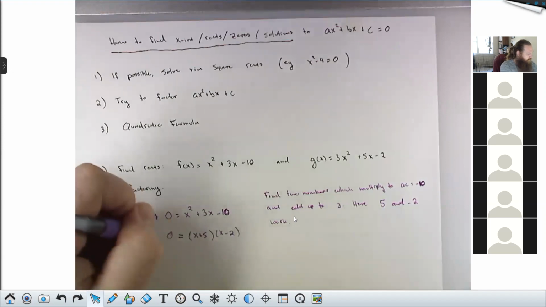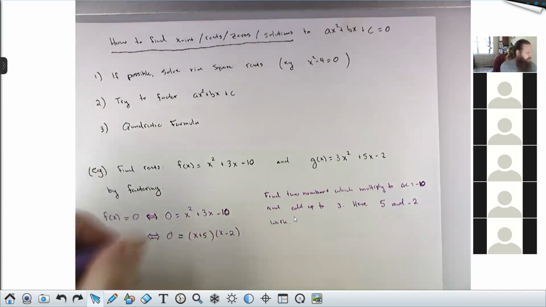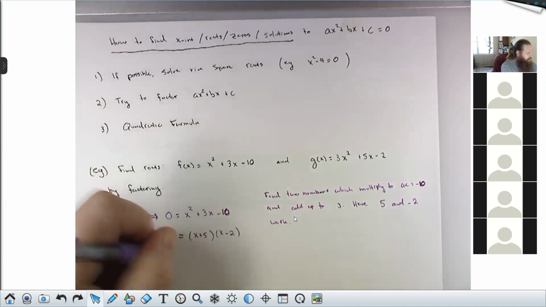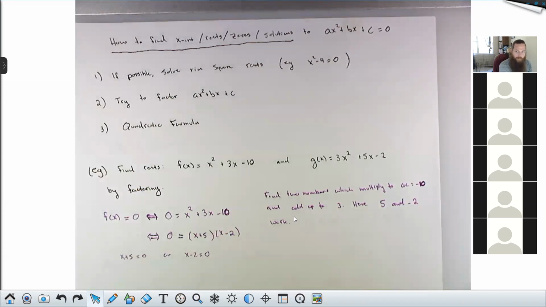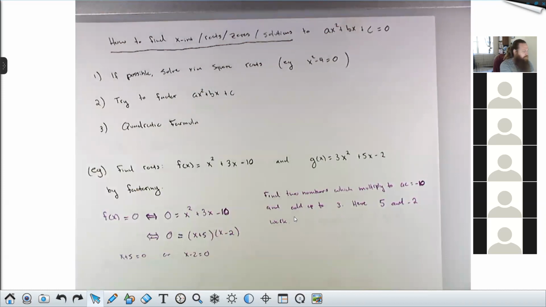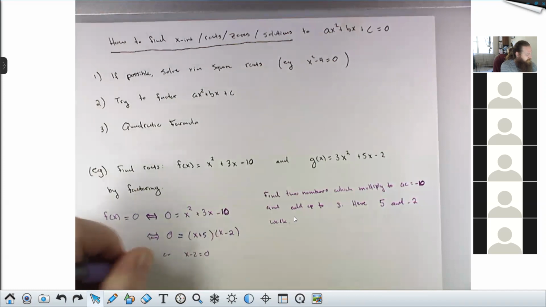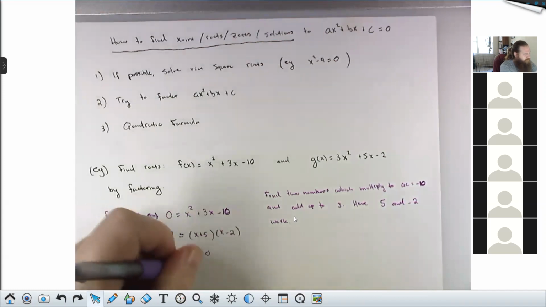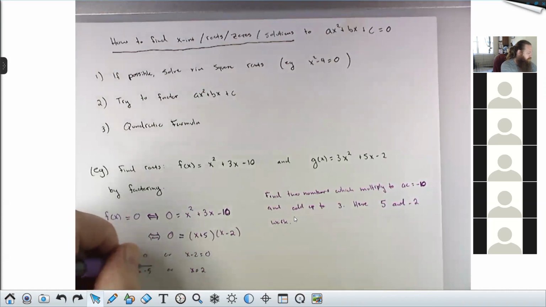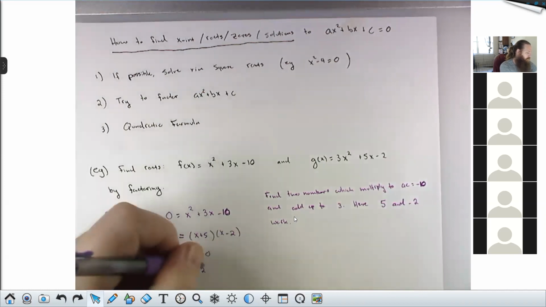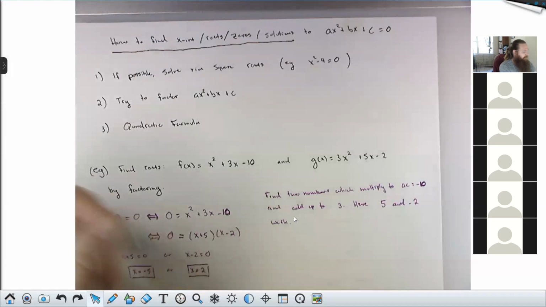So if you have those two things multiplying each other equal to 0, that means one of them has to be 0. So either x plus 5 is 0 or x minus 2 is 0. This is a fact of the real numbers. If you have two real numbers whose product is 0, one of them must be 0. And that means x is either -5 or x is equal to +2. So f of x is 0 if x is -5 or x is +2. Those are your roots. Those are the x-intercepts, or at least the x value of the x-intercept.